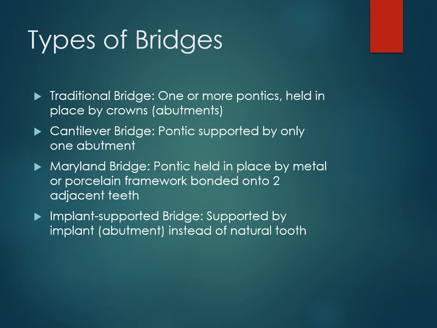There is a Maryland bridge, which is the pontic held in place by little metal, or sometimes porcelain, flaps or wings that stick out from the sides, and they're bonded to the two teeth that the pontic is in between. And then the implant supported bridge is a bridge that's supported by an implant abutment instead of by a natural tooth abutment.